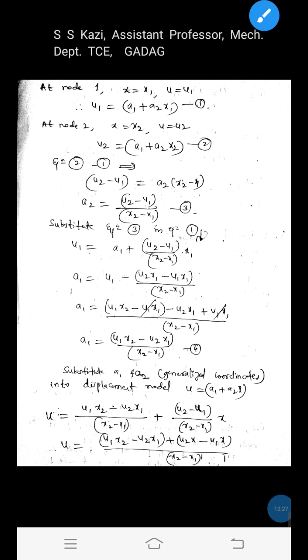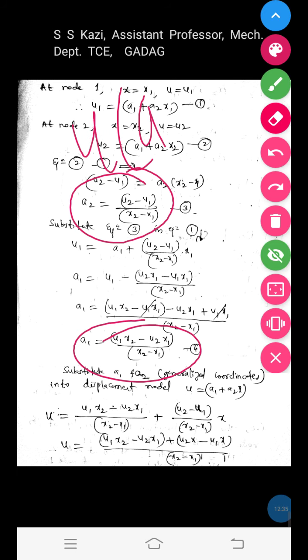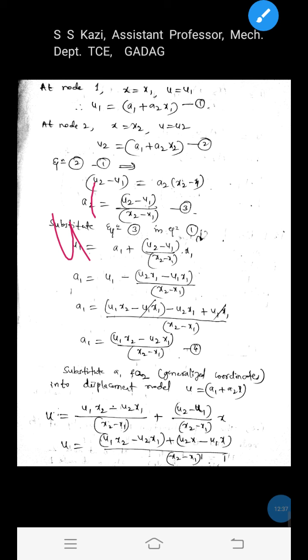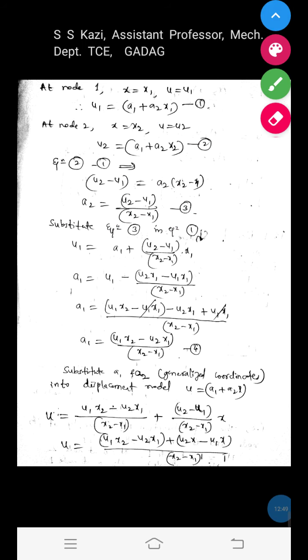After that, these values of a2 and a1 have to be substituted into the main equation, that is u is equal to a1 plus a2x. Into this equation, if you substitute a1 and a2 value, then we will get the linear interpolation polynomial for 1D linear element. From that we can extract the shape functions.